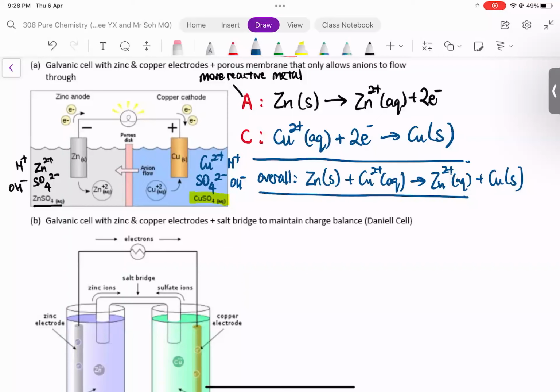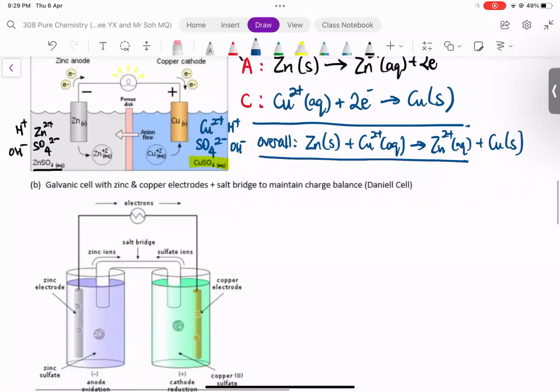Now, you notice that the porous membrane only allows negative ions to flow through. This means that positive ions don't flow through. Okay. And that's crucial, right? You don't want the zinc and copper to meet. Because if zinc meets copper, like Zn meets Cu2+, then displacement occurs directly. Then it won't be useful. You want the electrons to flow in a circuit. You don't want electrons to flow directly from Zn to Cu2+ through the solution. You want the electrons to flow through the circuit only.